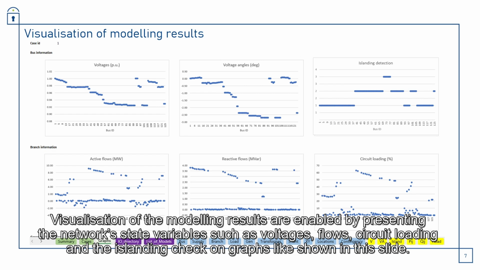Visualization of the modeling results is enabled by presenting the network state variables such as voltages, flows, circuit loading, and the alarming checks on the graph, like shown in this slide.